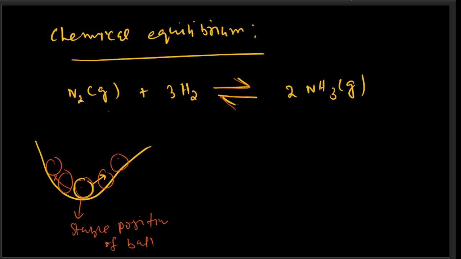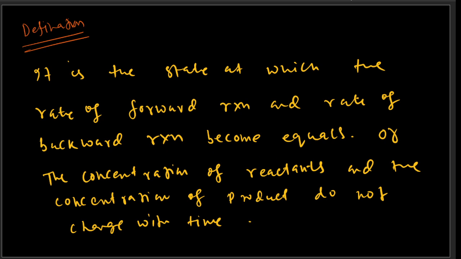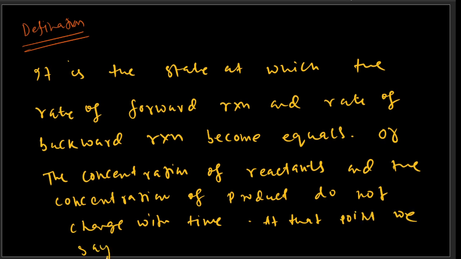So the rate of forward reaction to form ammonia and the rate of backward reaction to decompose to N2 and 3H2 become the same. At that point we can say it achieved equilibrium. So it is the state at which the rate of forward reaction and the rate of backward reaction become equal, or the concentration of reactants and products do not change with time. At that point we say it achieved equilibrium.